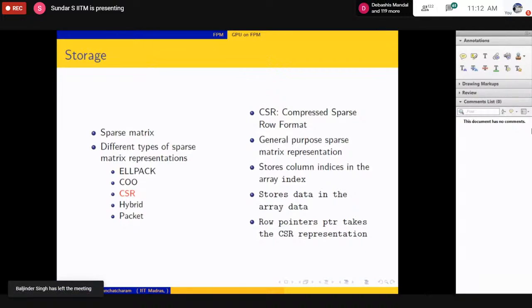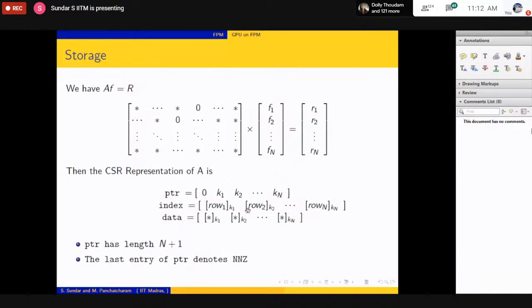And the sparse matrix has to be stored in a compact form, for which I use the CSR, compressed sparse row format. It is a general purpose sparse matrix representation. It stores column indices in an array, data in an array, and row pointers, which make up the CSR representation. As I told you in my previous FPM, I need to solve the linear system AU equal to R. This has to be computed here. So I am using the compact storage representation. This is the way which I am using.